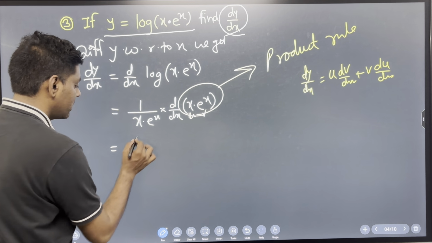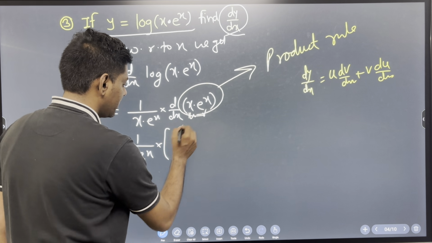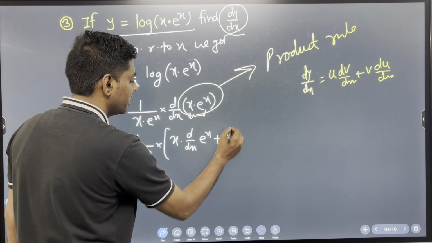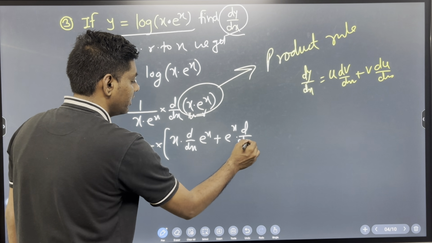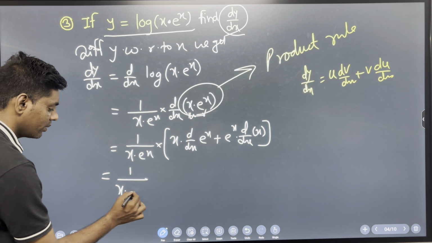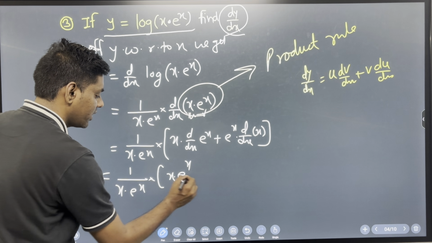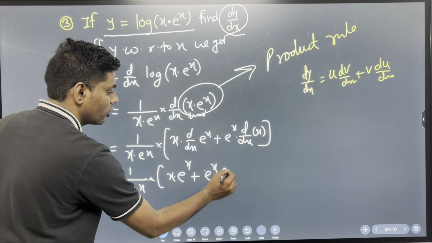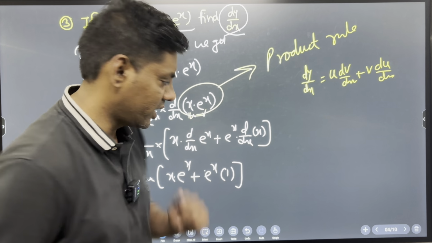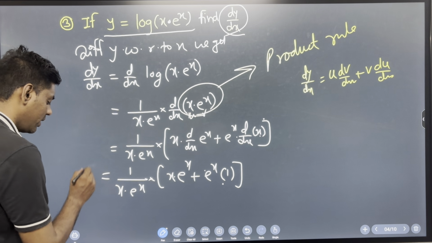So very easy to calculate. That is 1 upon x into e raised to x, as it is. Apply the formula. So that is x into d by dx of e raised to x, very simple to remember, then e raised to x into d by dx of x, bracket complete. After that, taking the derivative of e raised to x, that is e raised to x, and plus e raised to x as it is, derivative of x, that is 1, by using the formula for x raised to n, that is n into x raised to n minus 1. According to that, the derivative of x raised to 1 is only 1.